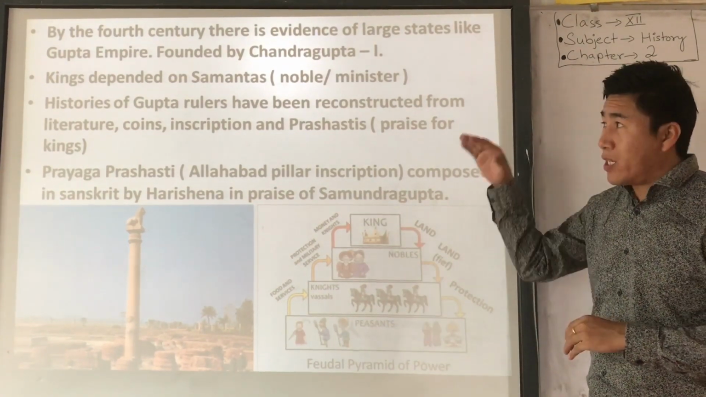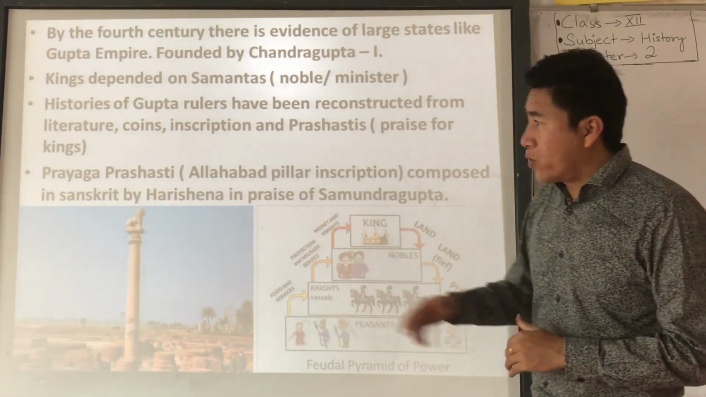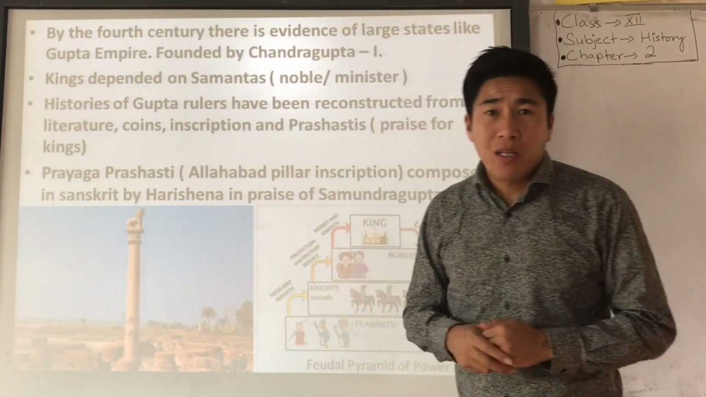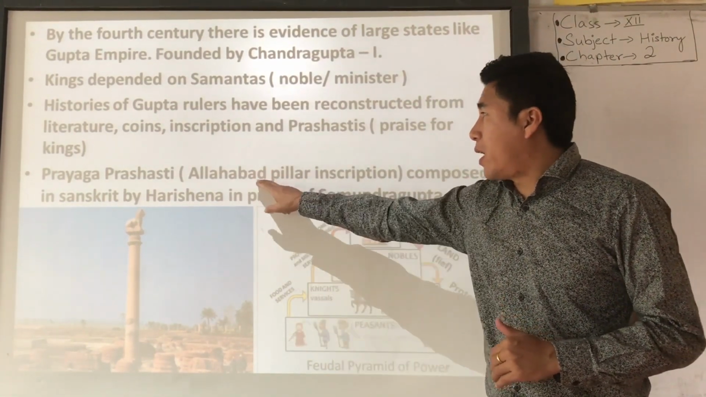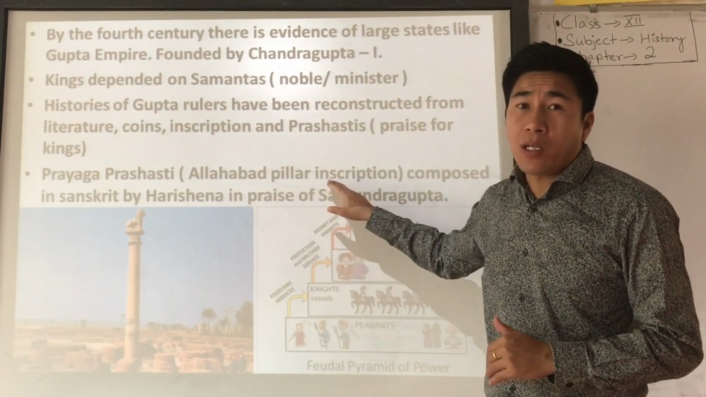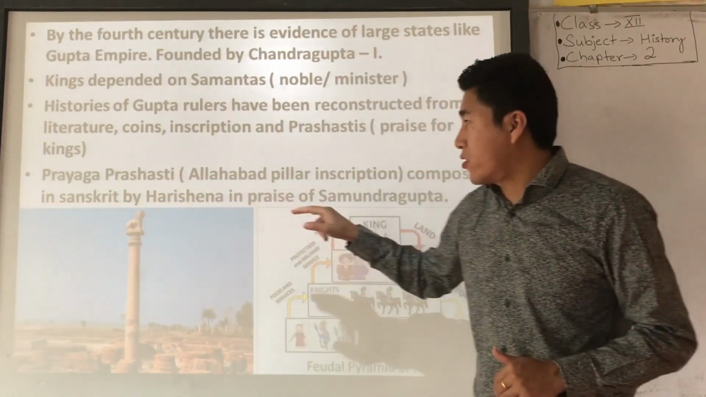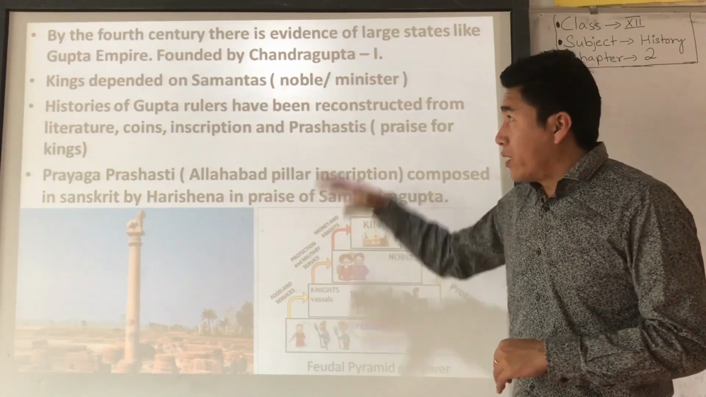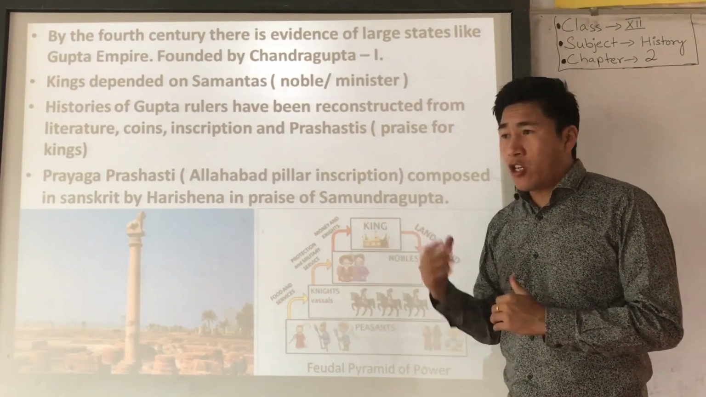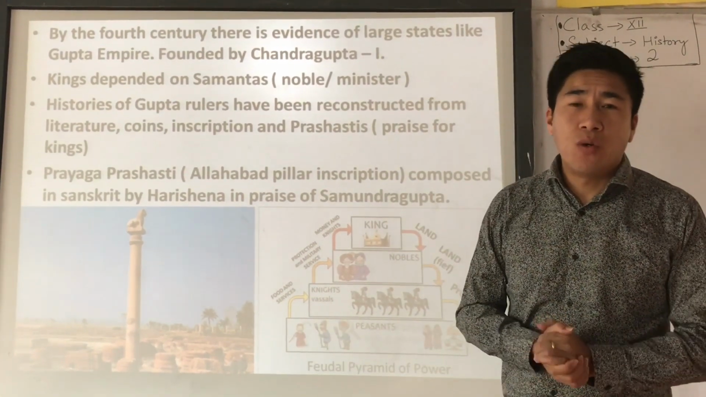Understood? So that is all about the Gupta Empire. That is the Prayag Prashasti, also called the Allahabad pillar inscription. This must be a 1-mark question. Prayag Prashasti. Understood? So that's for today, and the next topic we are going to learn in the next video. Thank you.